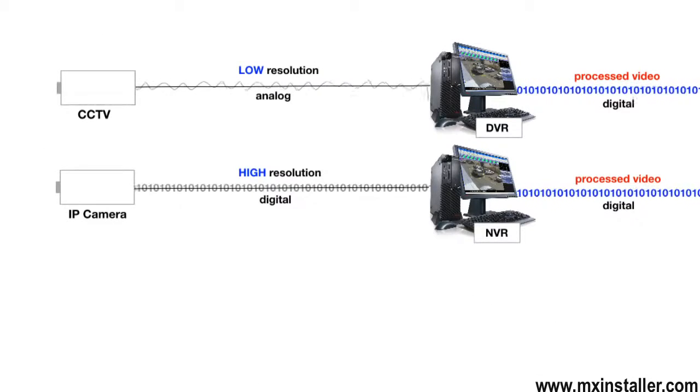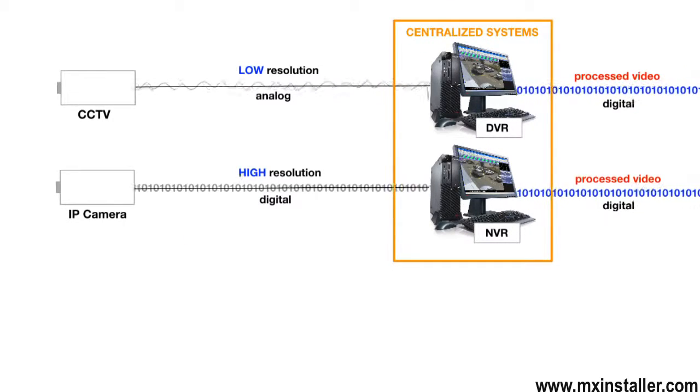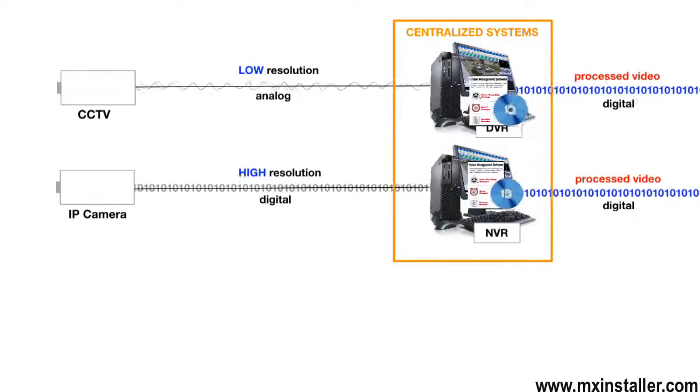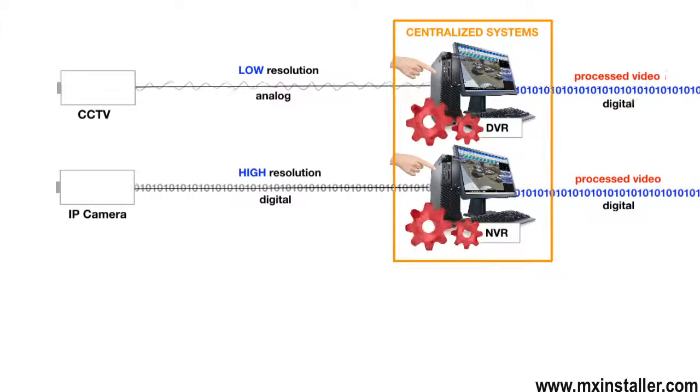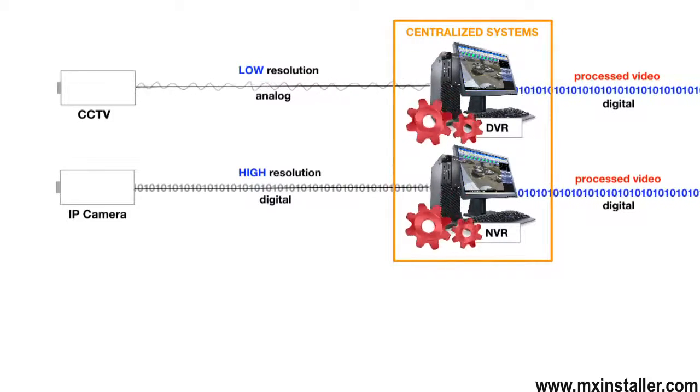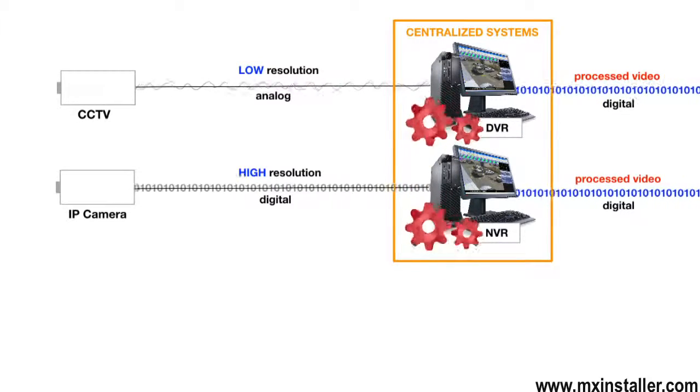What's interesting about the two systems is that while one streams analog and the other digital, the topology of both systems is the same. Both the DVR and NVR have a central video surveillance software package installed, which is the core of the system. All the logic resides at this primary computer, which provides the key management functions. So it's actually the nucleus to the entire surveillance system.